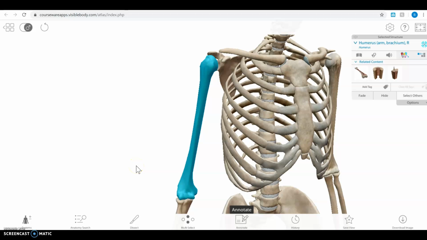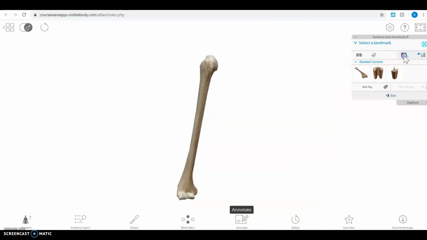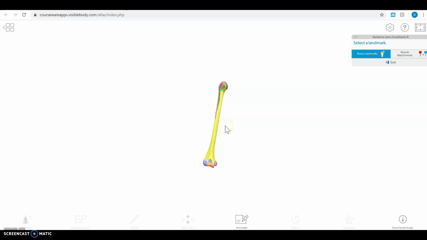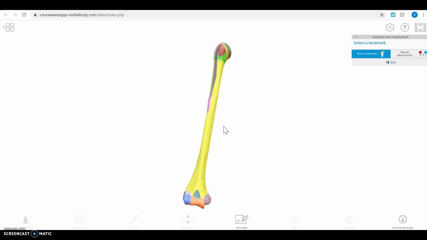Okay, now we're going to talk about the humerus. The humerus is the largest bone in your upper limb. Here at the top, we've talked about the head of the humerus. This is what articulates with the scapula. We'll look at the details so that we can look at this in color. We'll zoom in and keep zooming in.